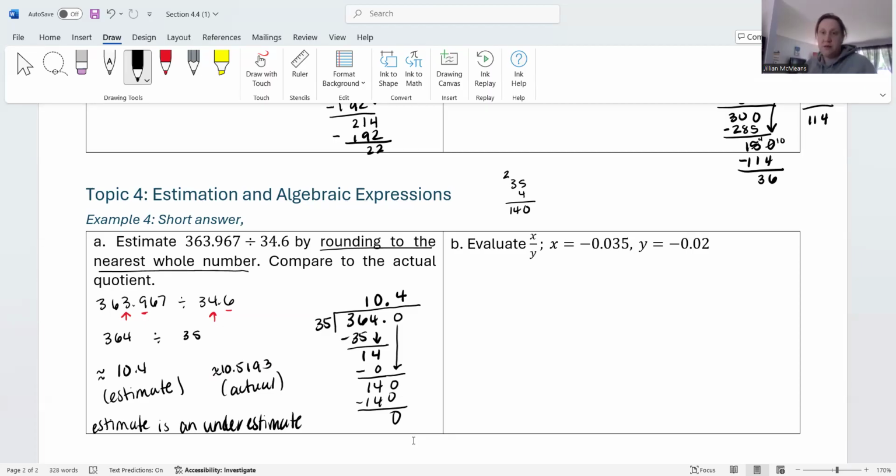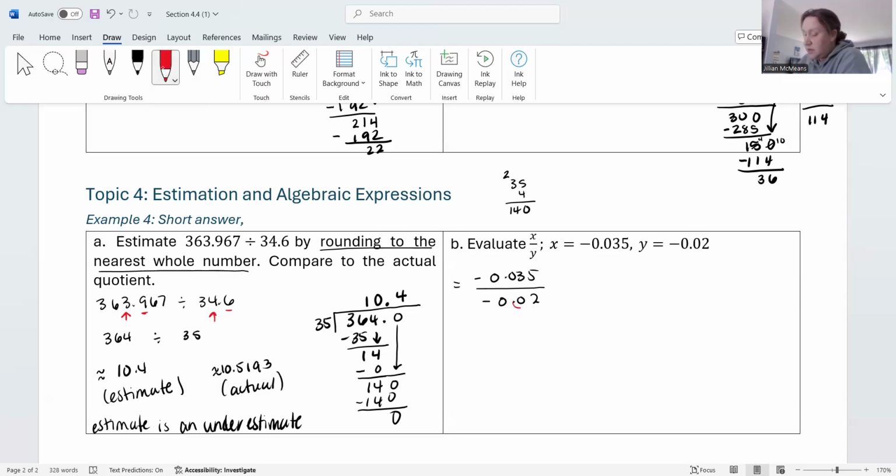Now for part B, we're going to do that evaluating of algebraic expressions. We've done this in a bunch of worksheets, okay? So remember, when you have an algebraic expression, you want to evaluate it by replacing the variables with given values and then simplifying. So for part B, we have x divided by y. We are told that x is negative 0.035 and y is negative 0.02. So we're going to rewrite this expression, but we're going to go ahead and replace the variables with their numerical values. So this is equal to x, which is negative 0.035, divided by y, which is negative 0.02.